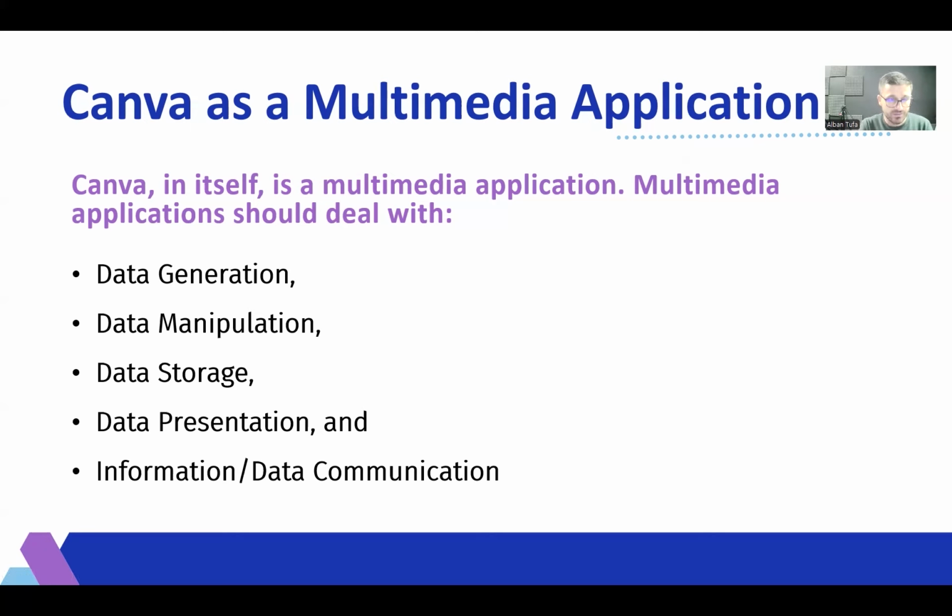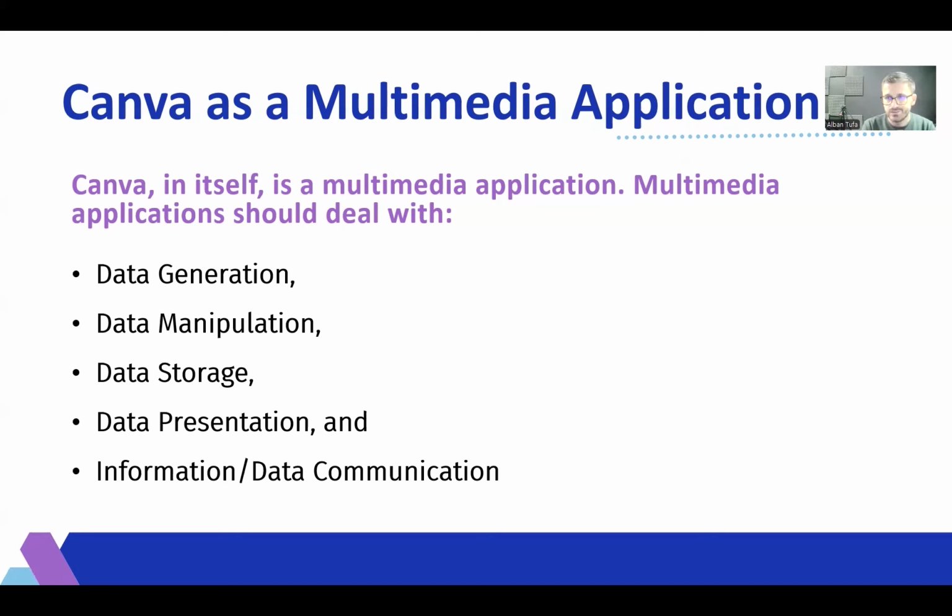And this means all the information in this presentation is generated by a Canva application. The second one is data manipulation. After we have generated information, we need to edit it. We need to make it better. We need to add something, delete something, or move something from slide to slide, etc. It is called data manipulation.